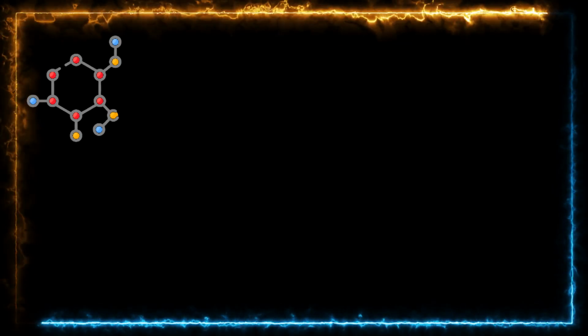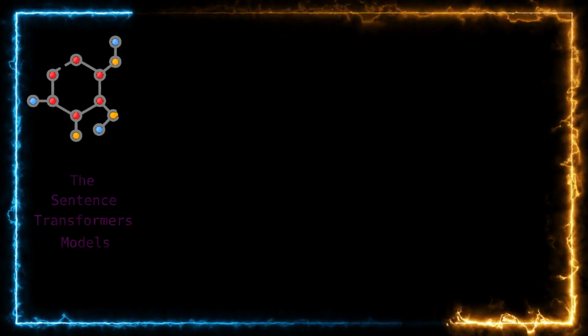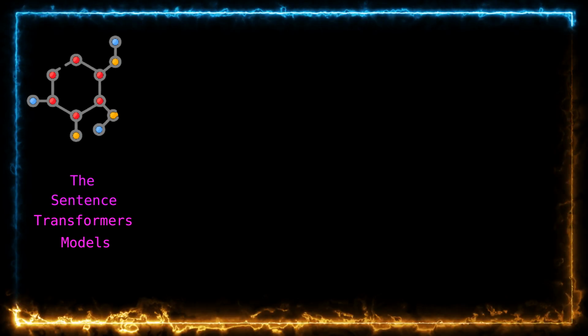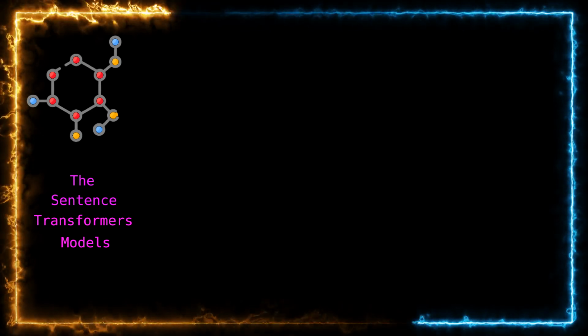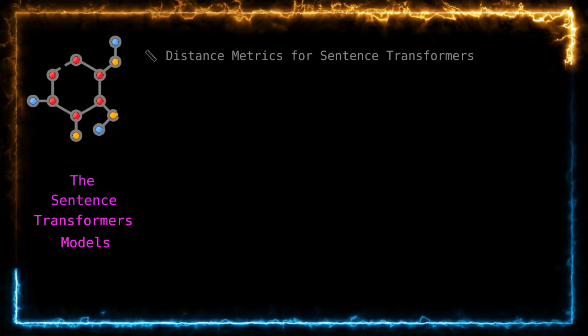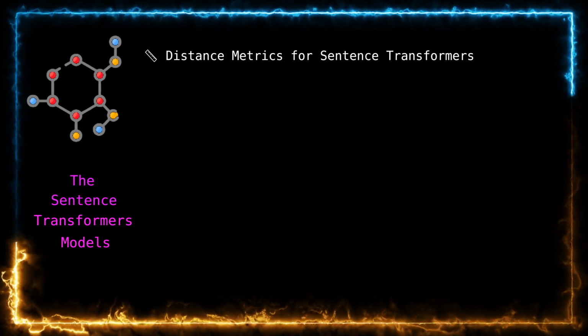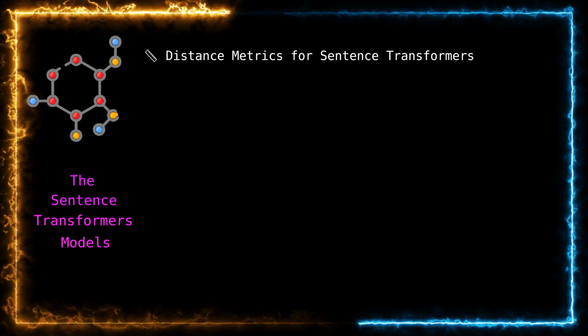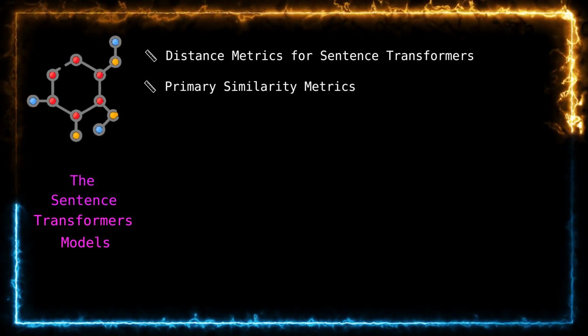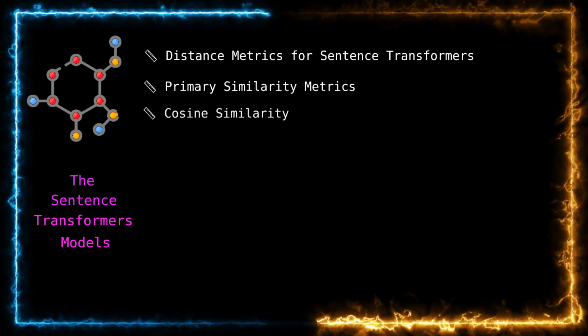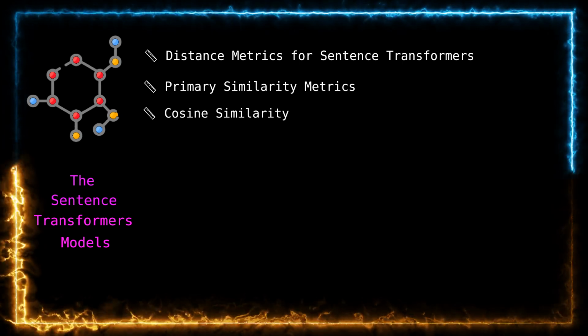Distance metrics for sentence transformers. When working with sentence transformers, we need a way to compare sentence embeddings. Different similarity metrics help measure how close two sentence embeddings are in meaning. Primary similarity metrics. Cosine similarity. This is the most commonly used metric.